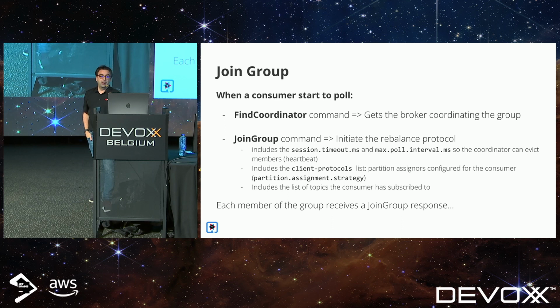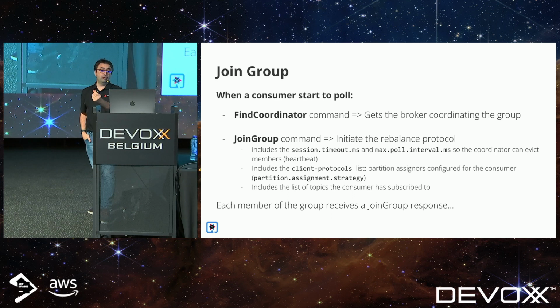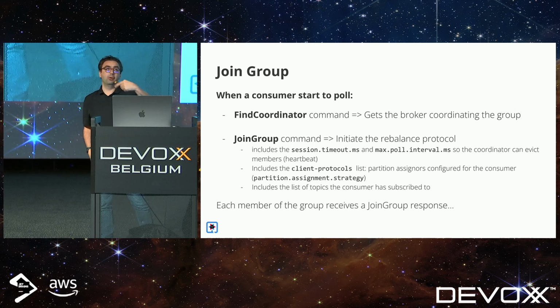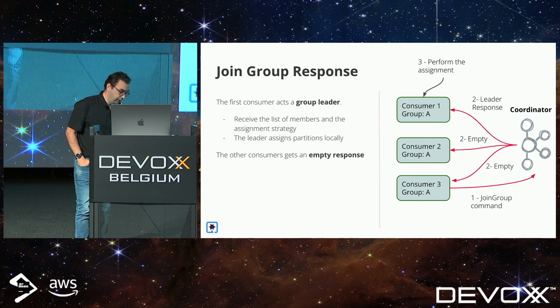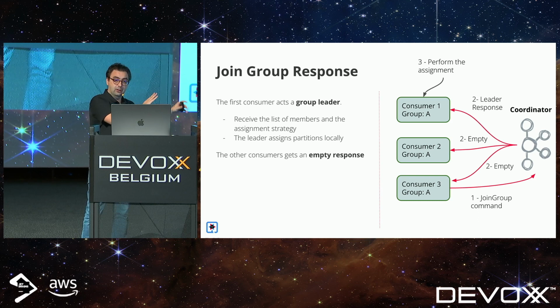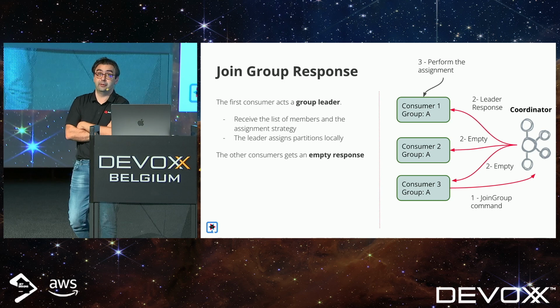When a new member arrives and sends a join group command, each member of the group receives a join group response. So each member receives something saying, hey, we have a new member coming. Basically, it's how it works. I send my join group request, and the coordinator will send to everyone a response, except that there are two kinds of response: the leader response, and the other response.